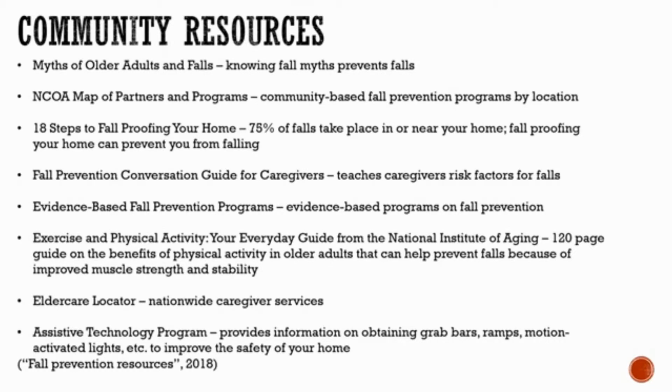There's also a map of partners and programs which provides community-based fall prevention programs in your area. There's fall proofing your home, fall prevention conversation guides for caregivers. There's evidence-based fall prevention programs. Here's an exercise and physical activity guide. It's a 120-page guide of the benefits of physical activity in older adults and how that physical activity improves your fall risk. The Elder Care Locator, and then the last one is an assistive technology program that provides information on how to obtain grab bars, ramps, and motion-activated lights to improve the safety of your home.